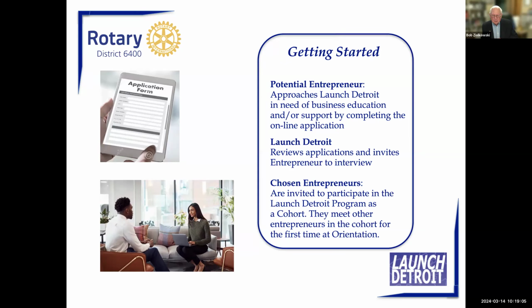Ideal size for a cohort is between 7 and 10 entrepreneurs. So with all the applications that we get, there is a certain amount of culling that has to go on so that we can determine who we feel will probably work well in the program and have some success.